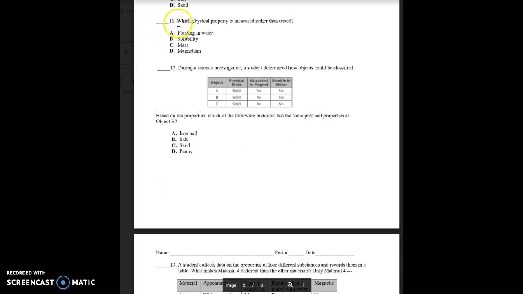Number 11. Which physical property is measured rather than tested? A. Floating in water. B. Solubility. C. Mass. D. Magnetism.